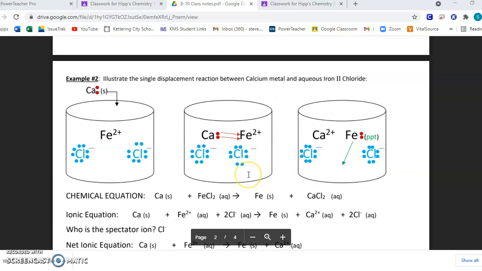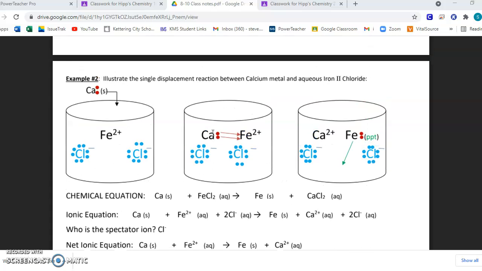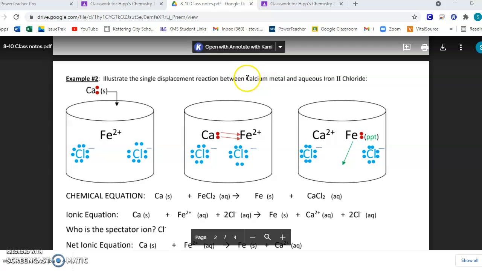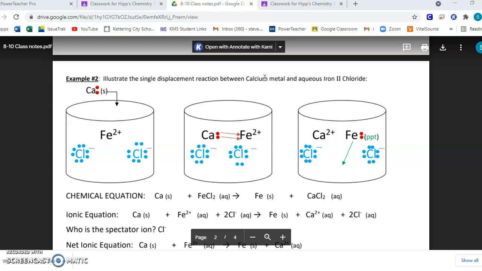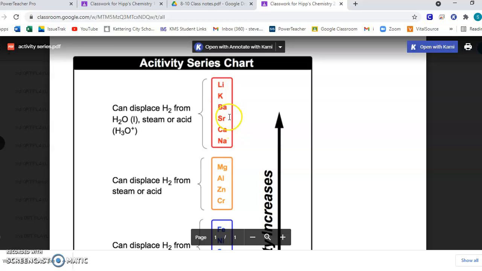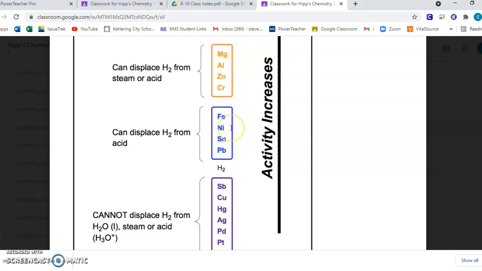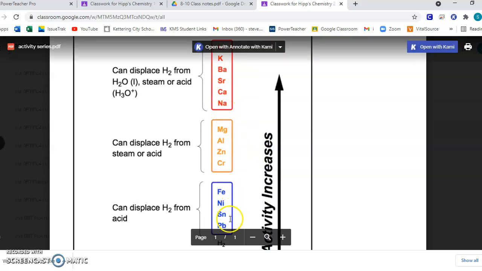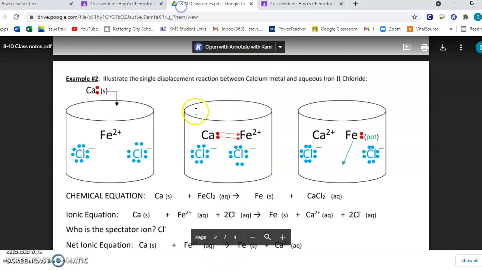Another example is shown right here. This is example 2, also showing an active metal replacing a less active metal. They want us to show what happens between calcium metal and aqueous iron 2 chloride. Metals replace metals. So first of all, let's determine if a reaction happens. Is calcium more active than iron? To find that out, we look at our activity series. Here's calcium at the top of the chart in the group of the most active metals. Here's iron, much further down. Calcium is way more active than iron. So, yes, calcium will displace iron.